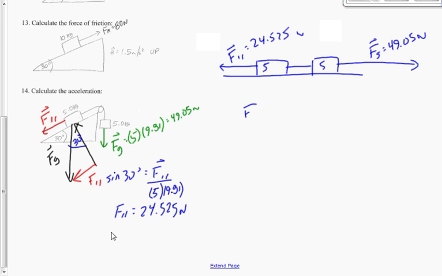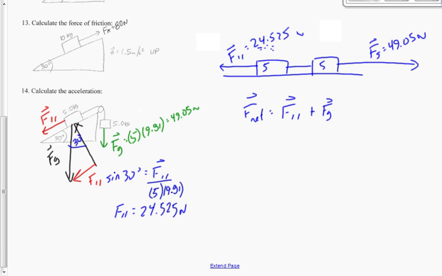Yeah, it's already included in F parallel. We are including Fn and Fg right there. F parallel is Fn and Fg combined. That's why we found it. So let's say F net is equal to the sum of the forces, F parallel plus Fg.